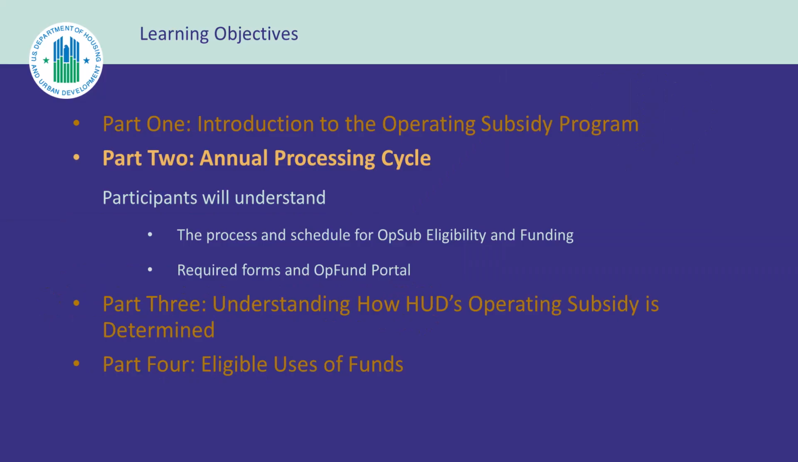For this part of the Operating Subsidy training series, we will detail roles and responsibilities of PHAs and of HUD throughout the Operating Subsidy annual processing cycle. We will outline the process and schedule for funding, review relevant HUD forms, and describe the process for submitting and revising calculations for subsidy to HUD.